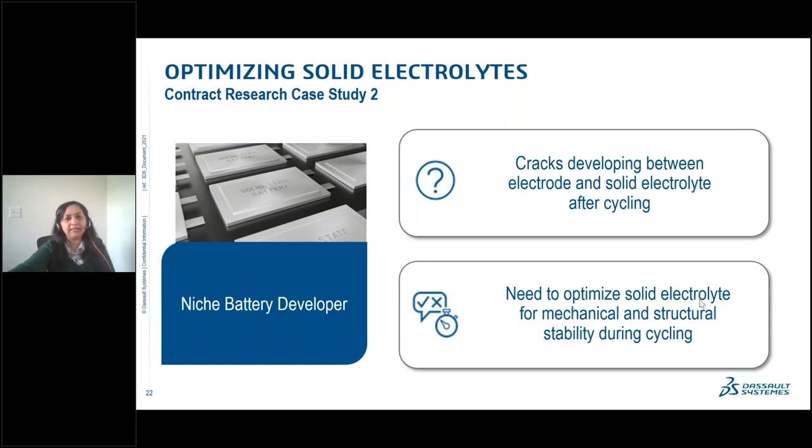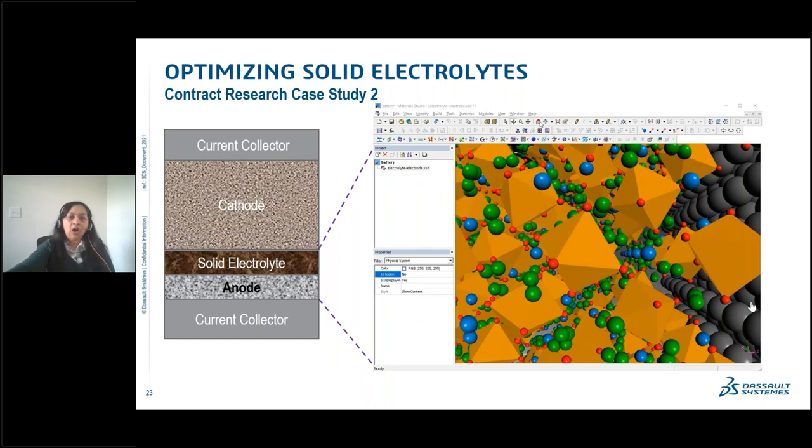Some of the solid electrolytes develop mechanical failure during usage or even during manufacturing. Our client wanted to leverage our digital twin technology and expertise to better understand what is happening during their cycling. Again, no customer proprietary information is shared, and I'm sharing a couple of generic examples. On the left is a schematic of the system to be modeled. The solid electrolyte may be something like a ceramic, like LLZO, lithium lanthanum zirconium oxide, or a polymer, or any other type of solid electrolyte.